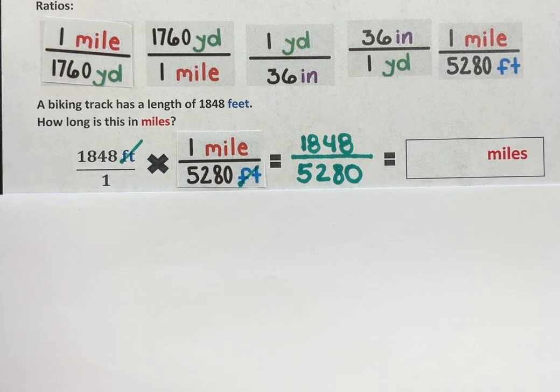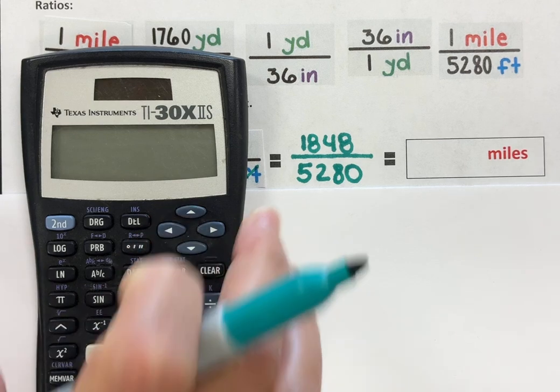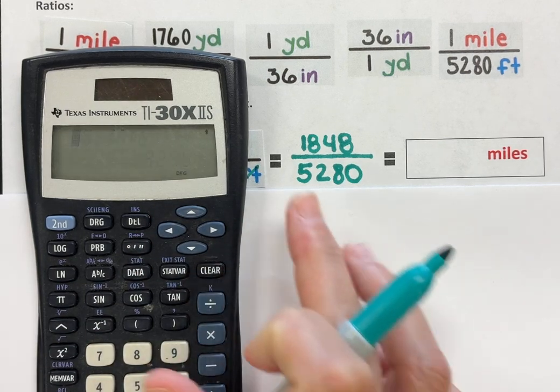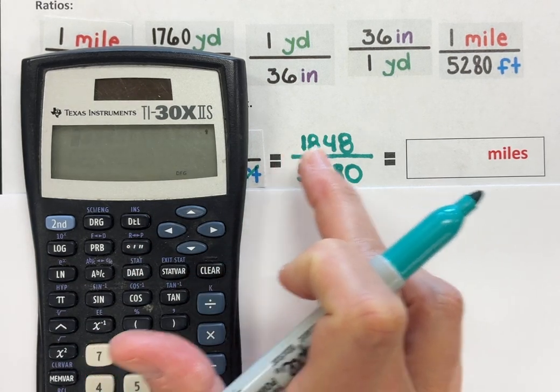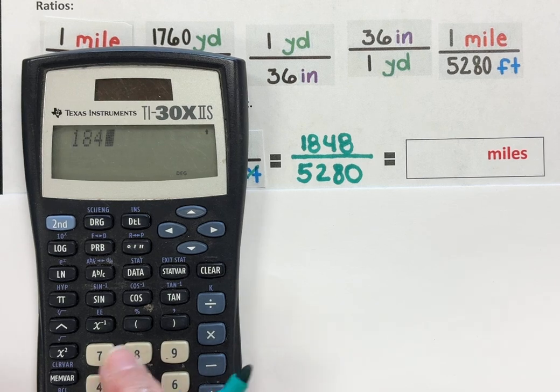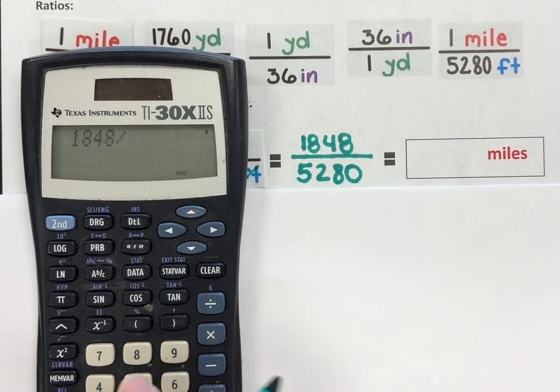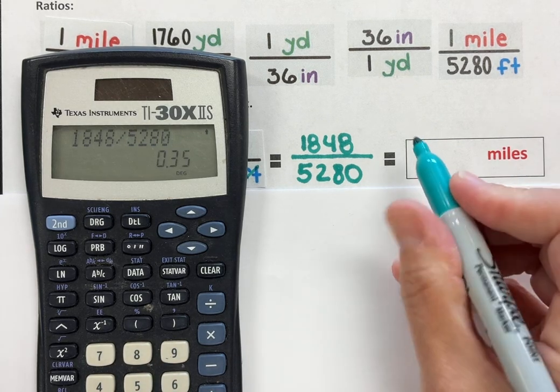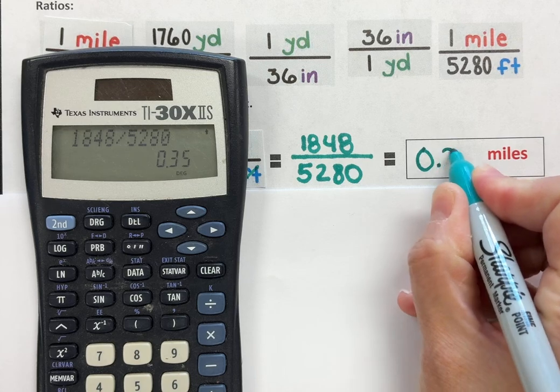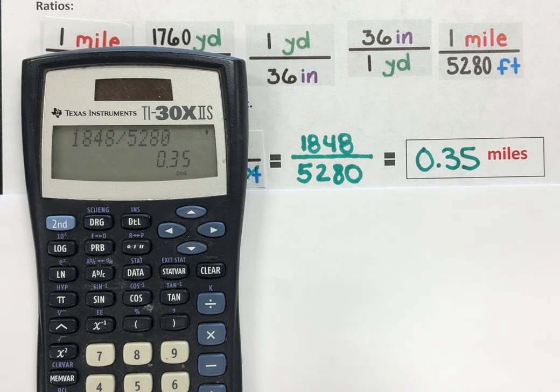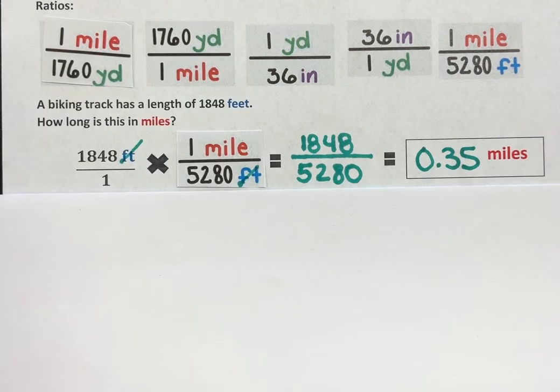Converting this, let's go ahead and just grab our calculator really quick. We read from left to right, so this says 1,848, next line, divided by next line, 5,280, and we get 0.35 miles. Okay, let's do one more of those.